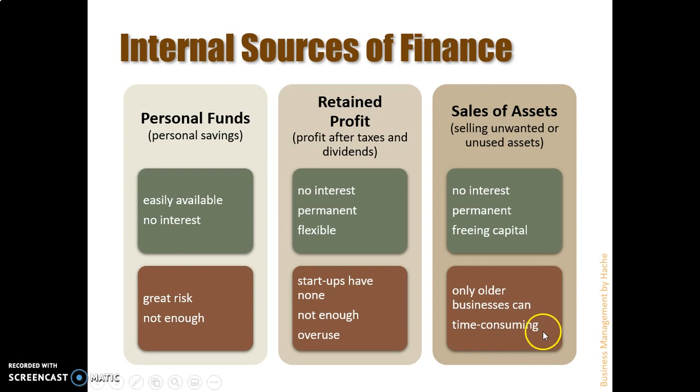So these are the three internal sources of finance. Now let's go on to the first three. But before I go on, retained profits are usually used for medium term expenses and long term expenses. Sales of assets are usually intended for medium term expenses.